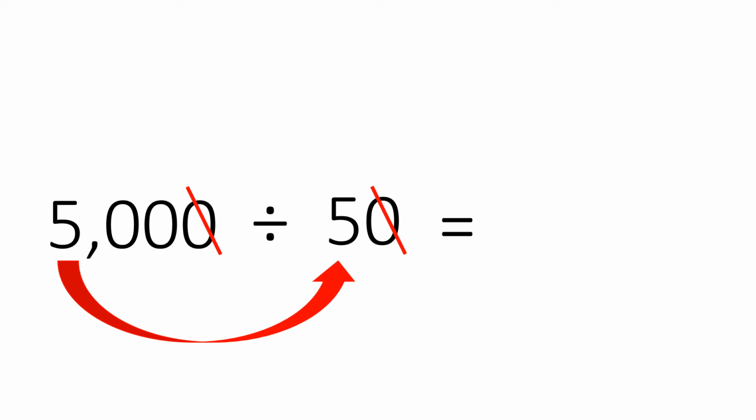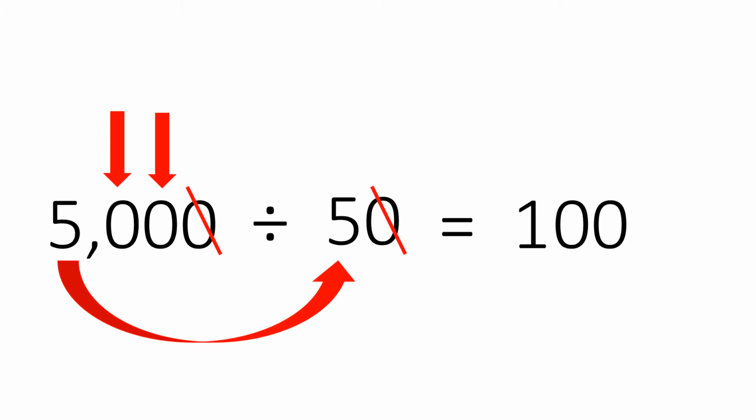Let's make it a bit more difficult, and we got 5,000 divided by 50. Once again, we will cancel the zeros, the exact amount on both sides. Since there's only one zero, we're going to subtract one zero from the 5,000. And now we got 5 divided by 5, which equals 1. And since there's two zeros remaining, we just add the two zeros. The answer is 100.